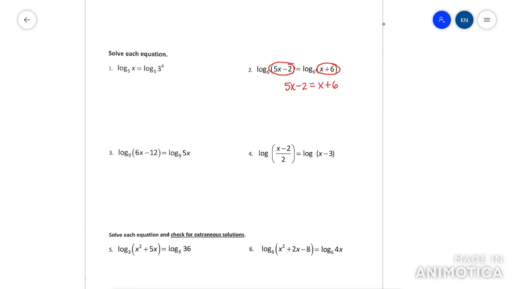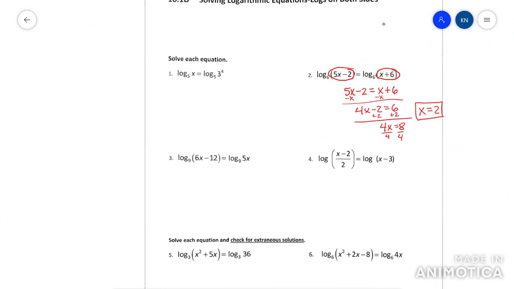And then go solve. So get your x's on one side. Get your numbers on the other. And then divide. X equals 2. So that's how we're going to be doing most of these here. So like this one, I have log equal log, so I can just go x equals 3 to the 4th. Well, 3 to the 4th is 81.